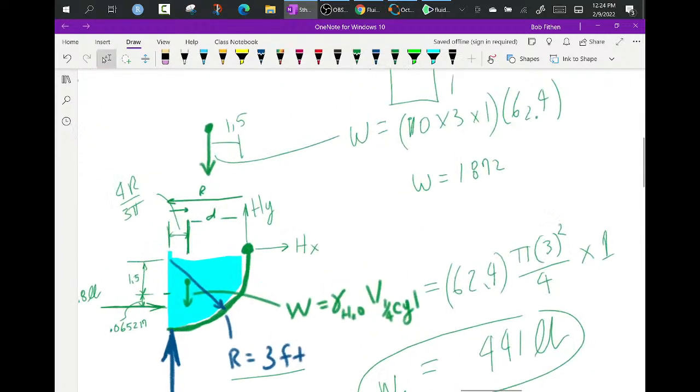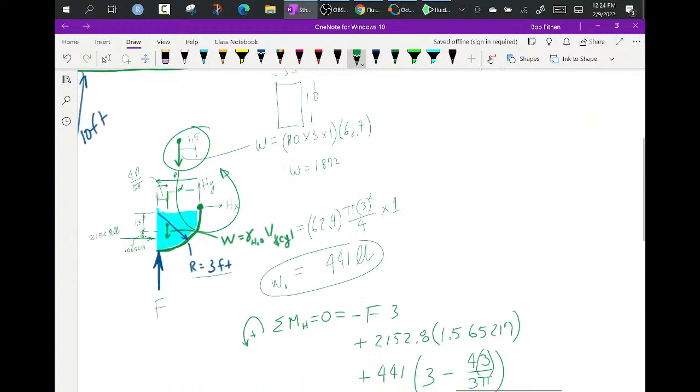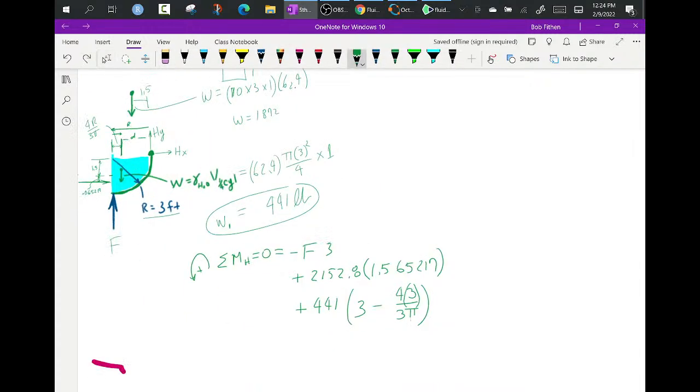Next thing, you've got this one, which is quite a load up here. And it's 1.5 from there. But it's spinning in this direction, and that is a positive. And it is 1,872 pounds times a moment arm of 1.5. And that is all you've got.